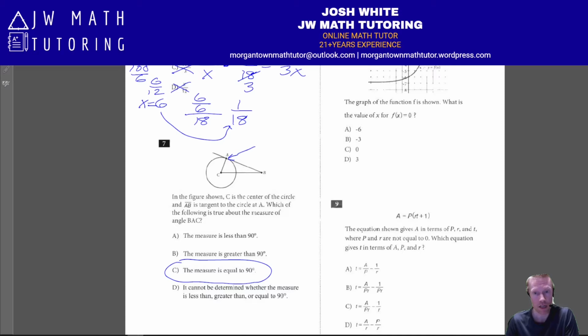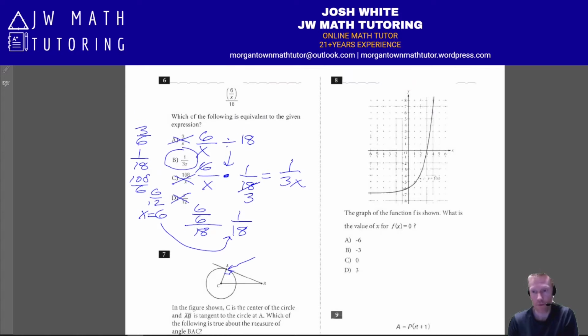So when you have a line which is tangent to a circle and you draw a radius to that point of tangency, or a diameter, but in this case it's a radius, it always turns out that the radius you draw will be perpendicular to the tangent line. So in other words, this has to be a right angle. So BAC will be 90 degrees, this will be a right triangle, and the correct answer will be letter C always.